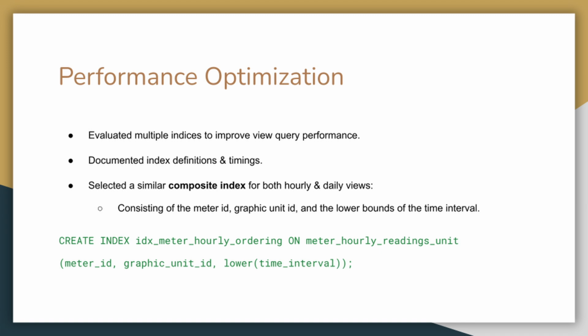After building the initial views, we tested, timed, and documented multiple index configurations to see which ones would give the fastest query times. From our analysis, we selected a composite index that works for both hourly and daily and is defined on the meter ID, graphic unit ID, and lower bounds of the time interval. This index provided the most consistent performance improvement across the relevant queries.